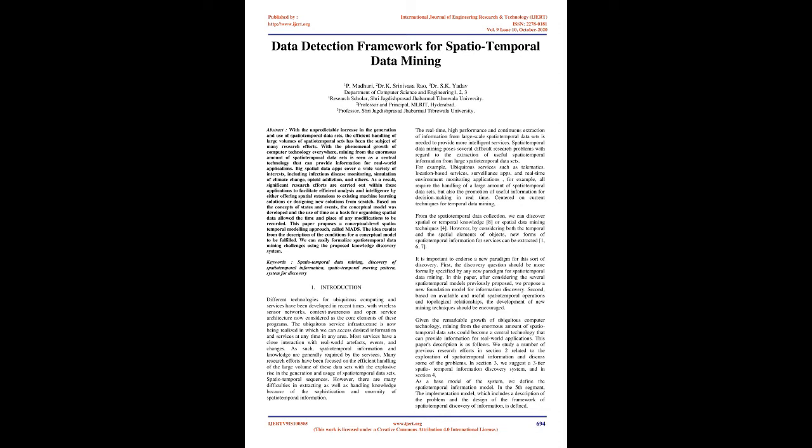1. Introduction. Different technologies for ubiquitous computing and services have been developed in recent times, with wireless sensor networks, context awareness and open service architecture now considered as the core elements of these programs. The ubiquitous service infrastructure is now being realized, in which we can access desired information and services at any time in any area. Most services have a close interaction with real-world artifacts, events, and changes. As such, spatio-temporal information and knowledge are generally required by the services.